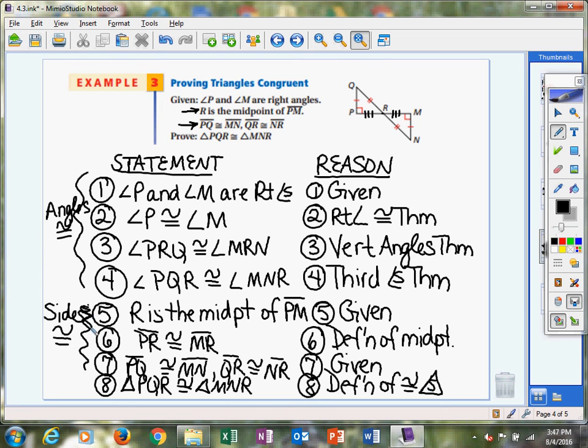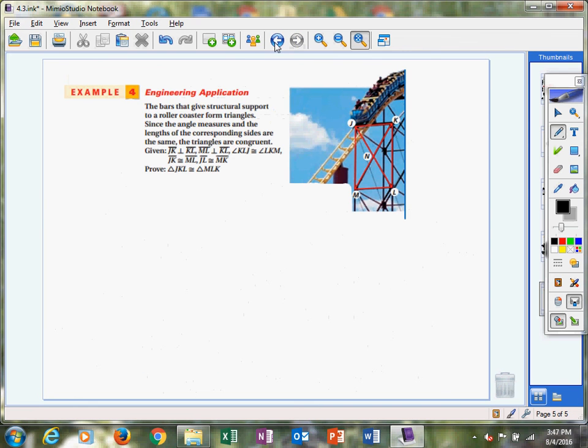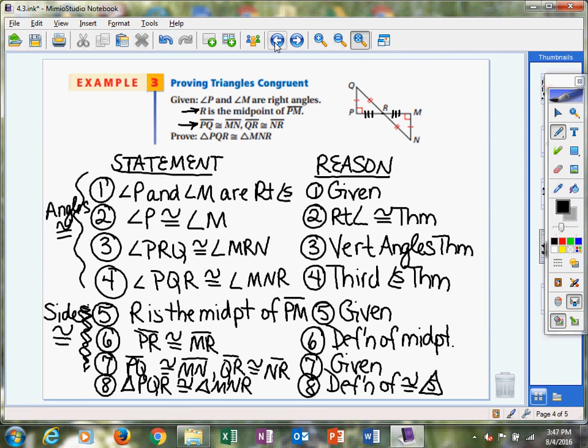I could have started with the sides. I did not have to start with angles, I could have started with R as the midpoint of PM. I could have let that be my step one and done the sides first and then the angles. So there's a little bit of flexibility as long as I can track what you're doing and it makes sense and is obviously logical, then it is acceptable. Okay, let me see what's on this next page. Nope. All right, so that's it for example 3.